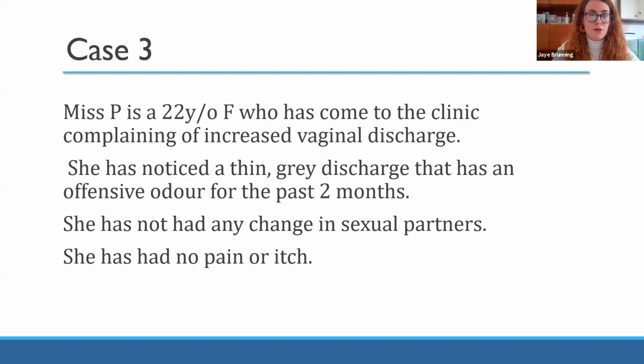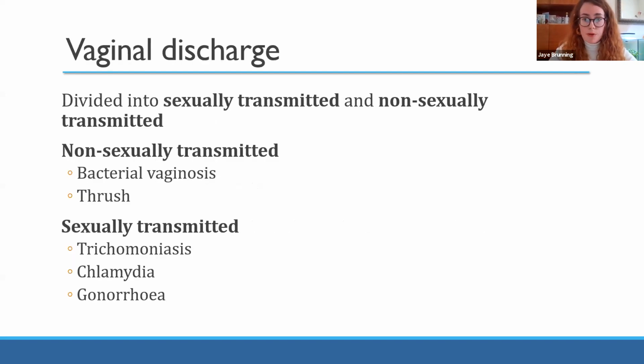So what we're going to talk about now is vaginal discharge, another really common presenting complaint into sexual health clinics. We divide these into sexually transmitted and non-sexually transmitted. The non-sexually transmitted infections that can cause increased vaginal discharge are bacterial vaginosis and thrush. The sexually transmitted ones are trichomoniasis, chlamydia and gonorrhoeae. As I've already touched on chlamydia and gonorrhoeae, I'm going to mention the non-sexually transmitted ones first.